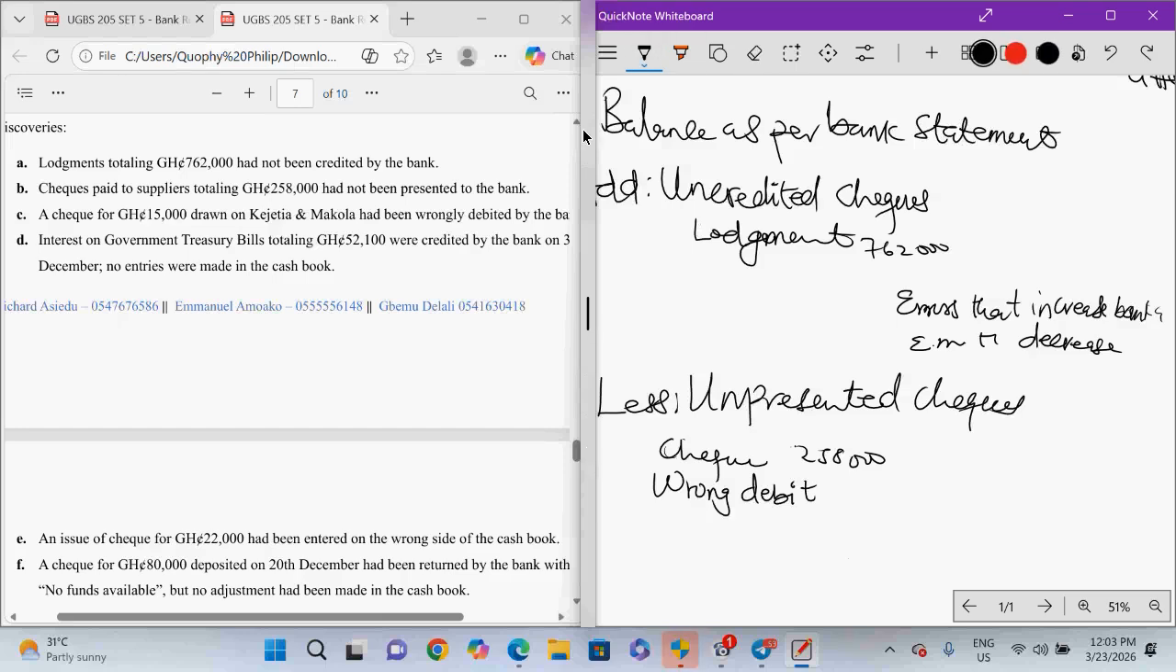So if you follow the principle and analyze it, you're not supposed to get anything wrong, right? So this 52,000 is increasing our bank account. And since it is increasing our bank account, it needs to be added to the unpresented checks.